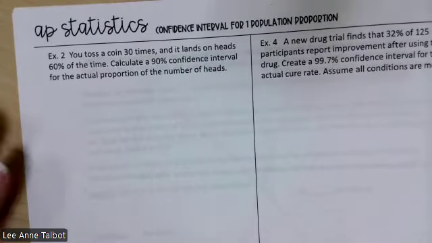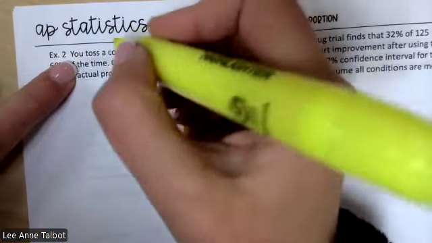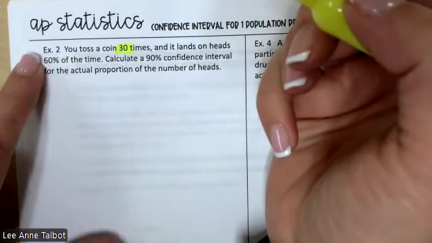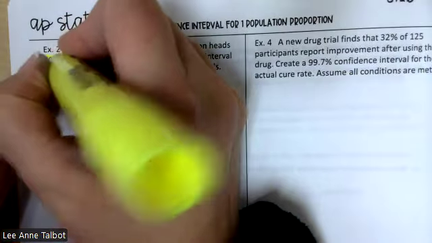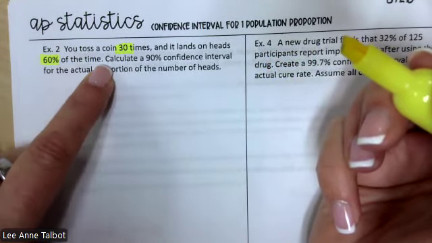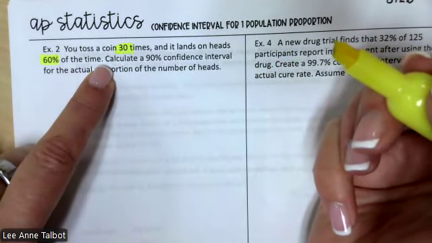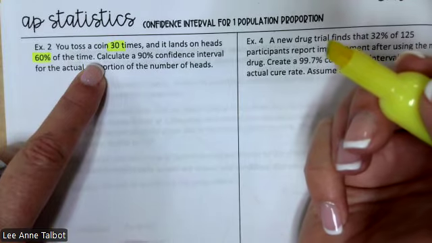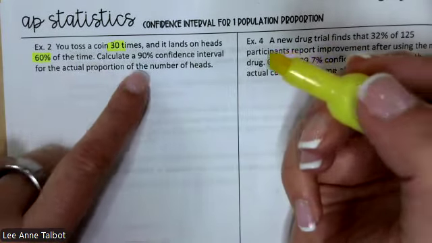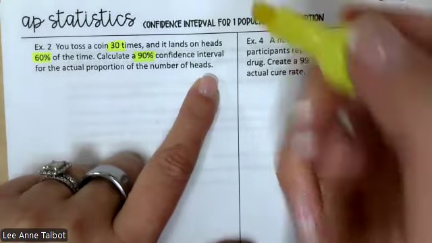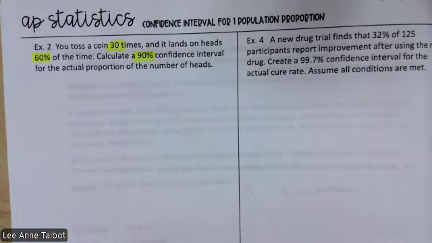All right. Example 2. You toss a coin 30 times. I'm pretty sure the 30 is going to be important. And it lands on heads 60% of the time. Okay, this problem right now should feel like trash ball to you. Do you know what I mean by that? Like you're performing a simulation like trash ball. Calculate a 90% confidence interval for the actual proportion of heads. I think that's all I need from that.